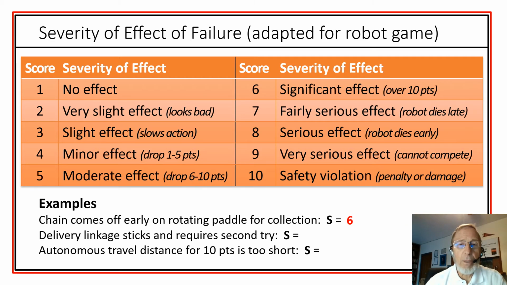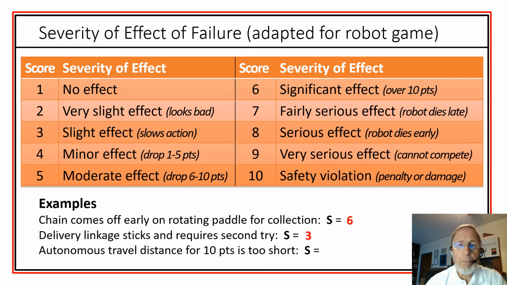How about a delivery linkage? It moves and sometimes it sticks. You have to kind of back up and hit it again, a second try, before it functions properly. What would we say the severity is for this? Well, I might give it a 3 because it slows action. We have to do something a second time. It doesn't prevent the action. It doesn't probably have a serious impact. So we might give it a 3.